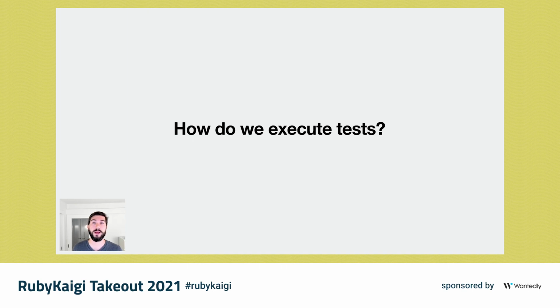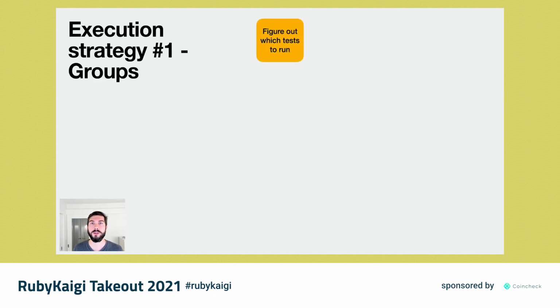It then becomes a matter of how can we do that fast? How can we execute those pieces of code faster? Which is when we start getting into parallelizing tests, and we're going to take a look at a few execution strategies for doing that. So the first strategy is by dividing the tests into different groups.